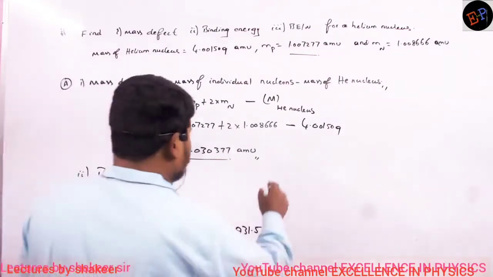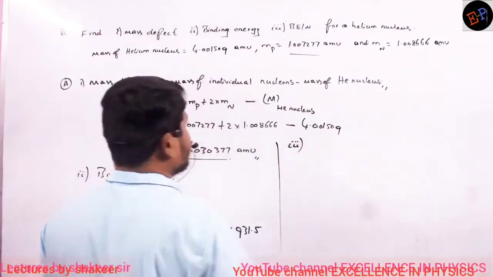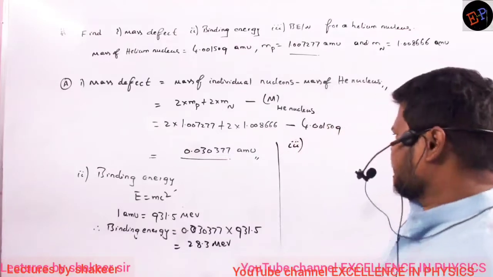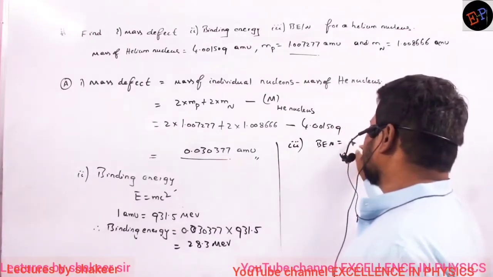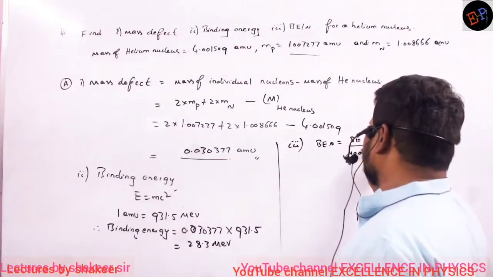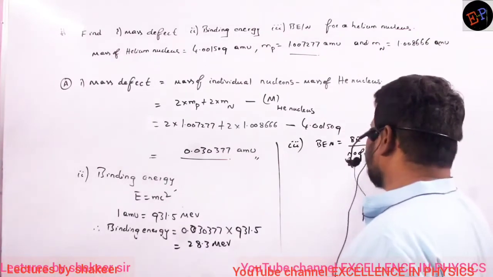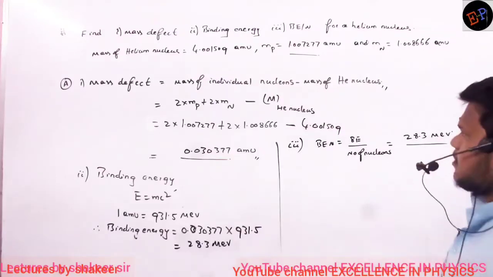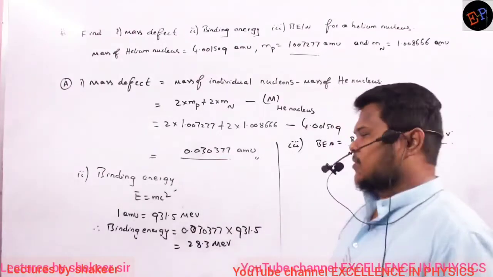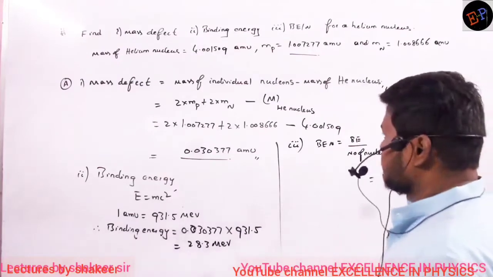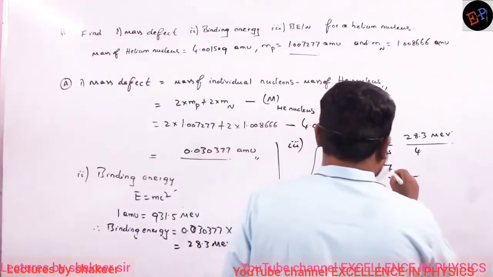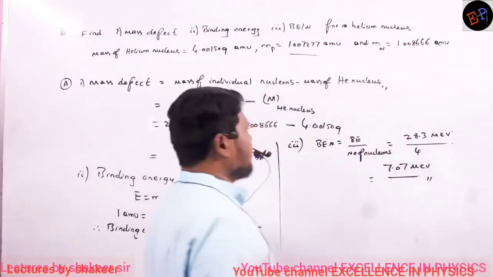Then what is the third question he is asking? The third question is BEN. What is meant by BEN? Binding energy per nucleon. Clear? So BEN is nothing but binding energy divided by number of nucleons. Binding energy is 28.3 million electron volts, divided by how many nucleons are there in a helium nucleus? 4 nucleons are present. So doing this calculation, I get the binding energy per nucleon, and the answer is 7.07 million electron volts. This is how we have to do the calculations.